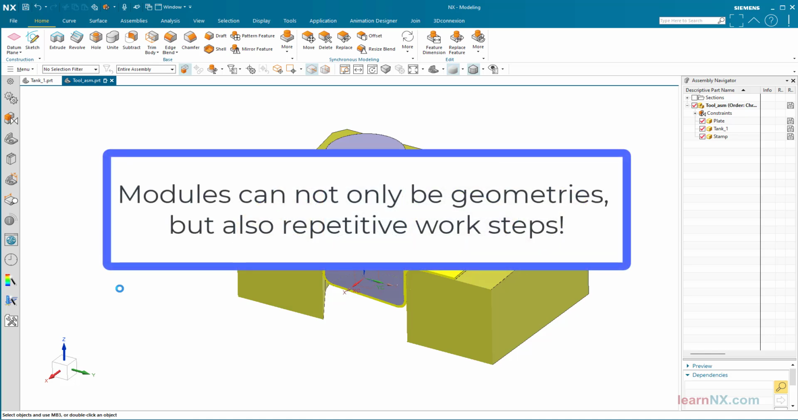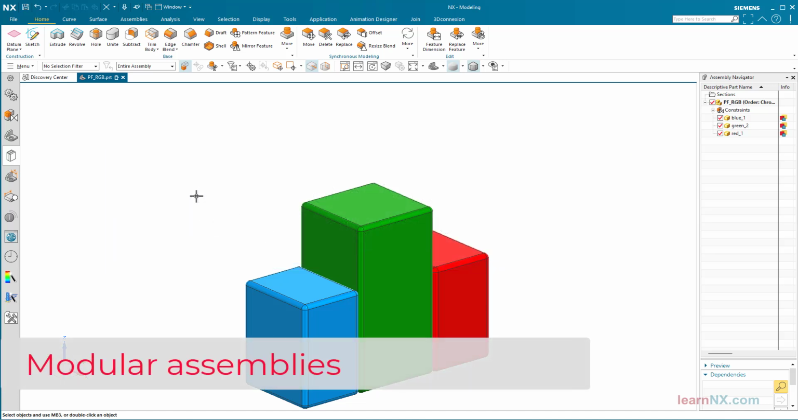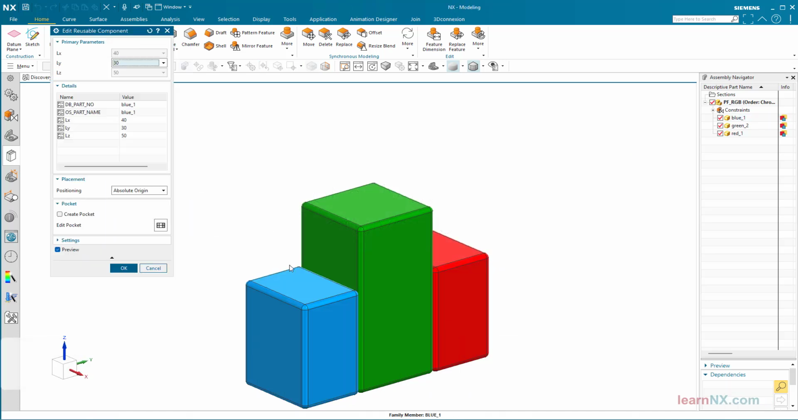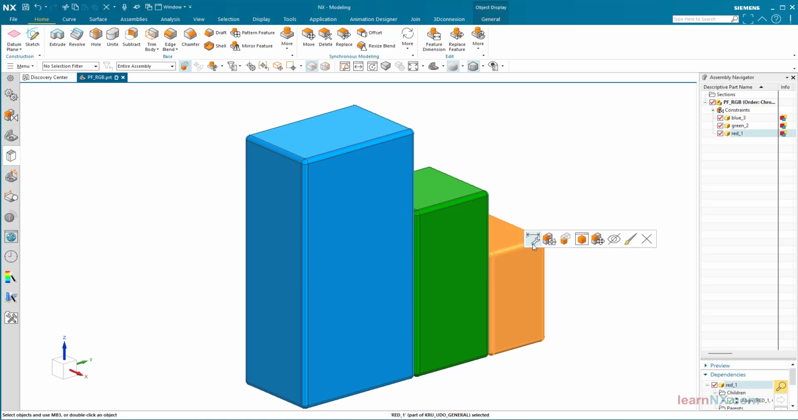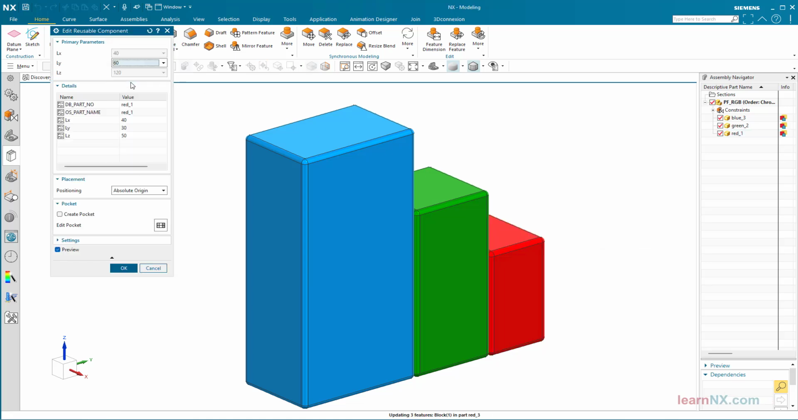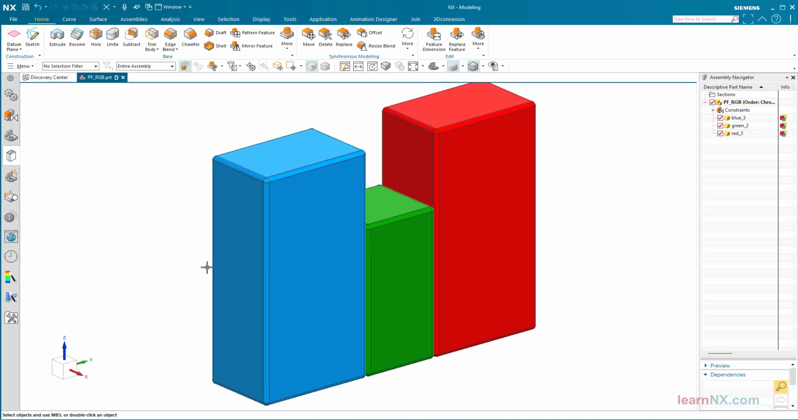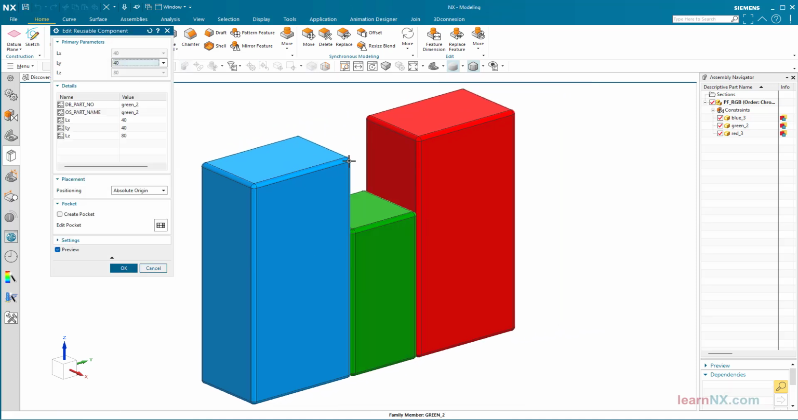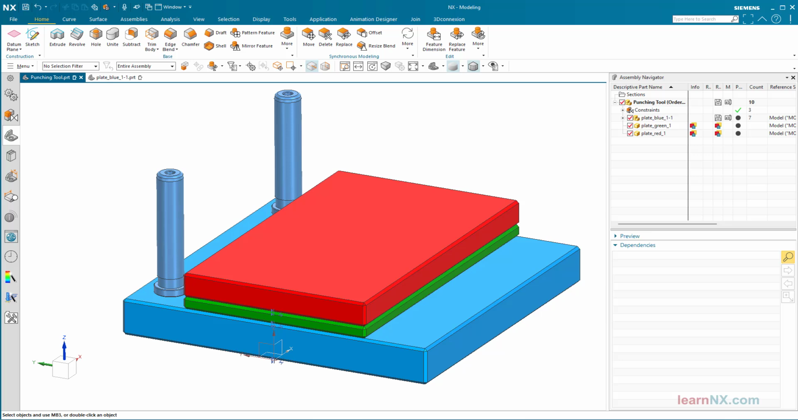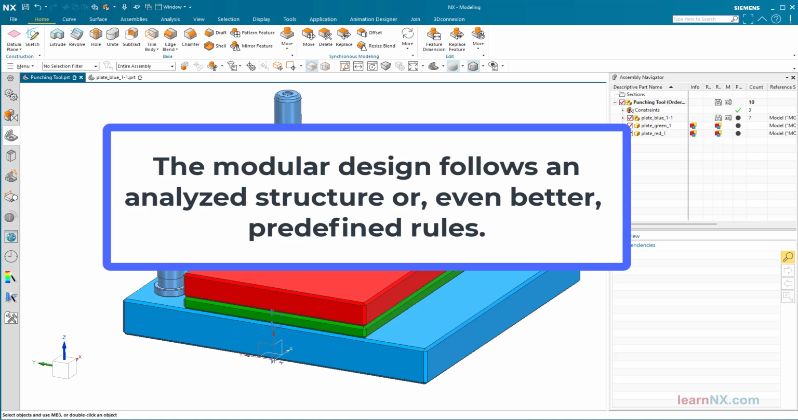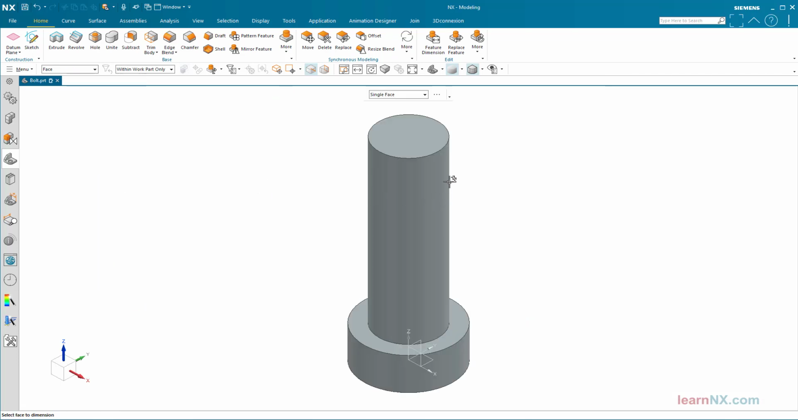So, modules can not only be geometries, but also repetitive work steps. Modular assemblies. Here too, once the rules have been analyzed or, even better, defined in advance, it is possible to exchange the modules. In this example, the rule is, if an element with a variational width or thickness is replaced, the other elements must be moved accordingly. This is how walls of houses could be created, or punching dies. This gives us the answer to the question, what is modular design? The modular design follows an analyzed structure, or, even better, predefined rules. And this brings us back to the starting point.